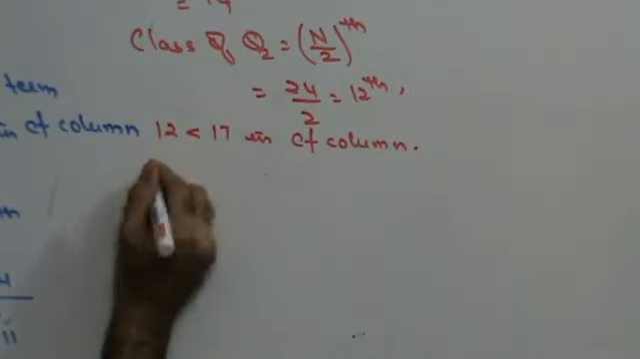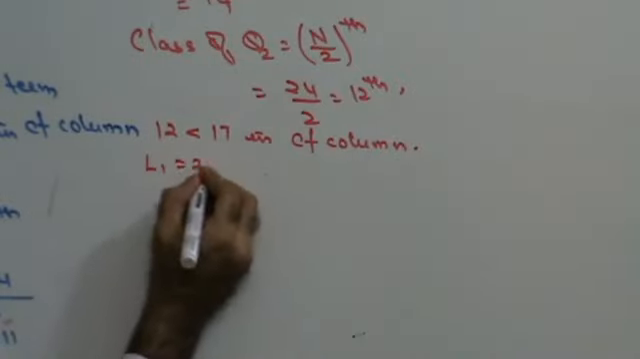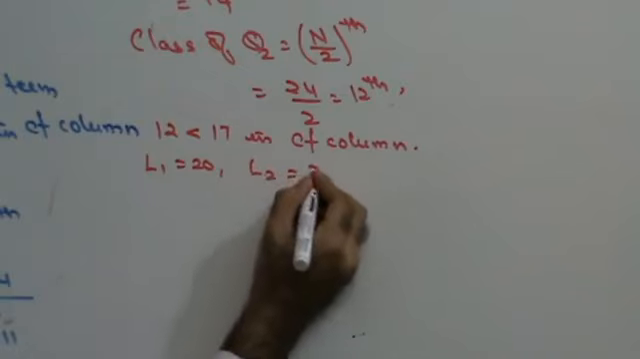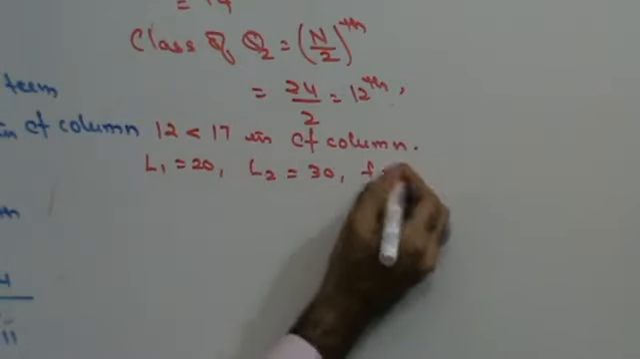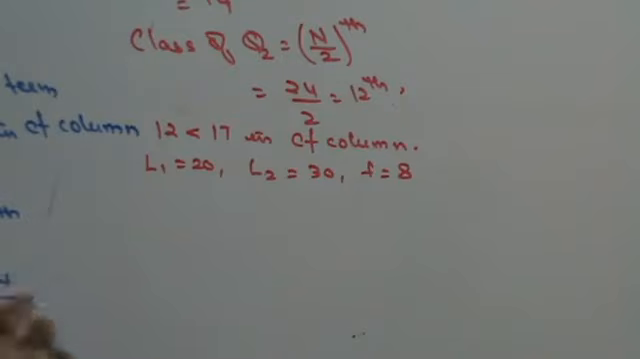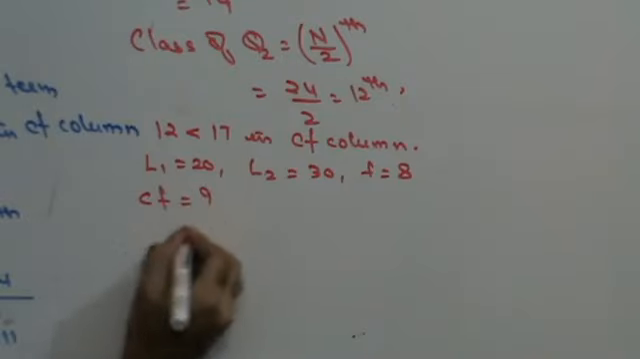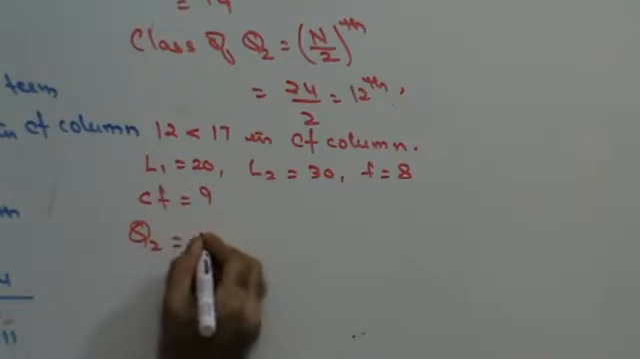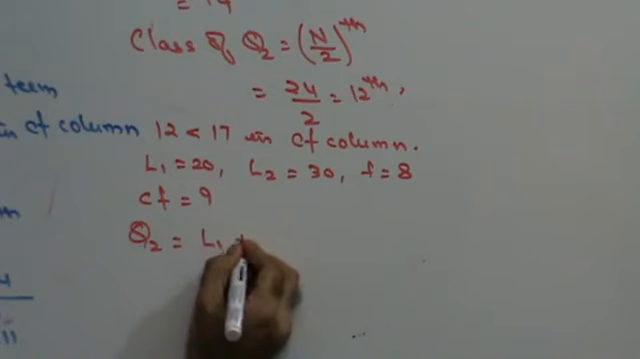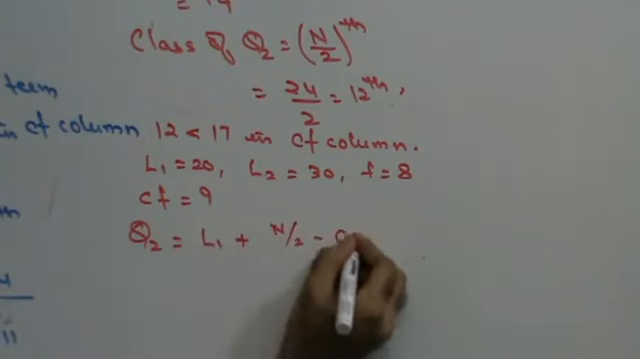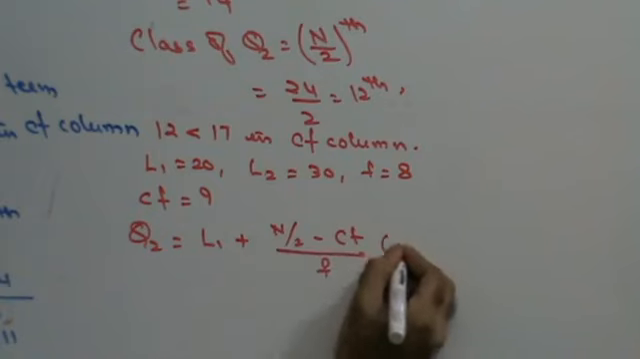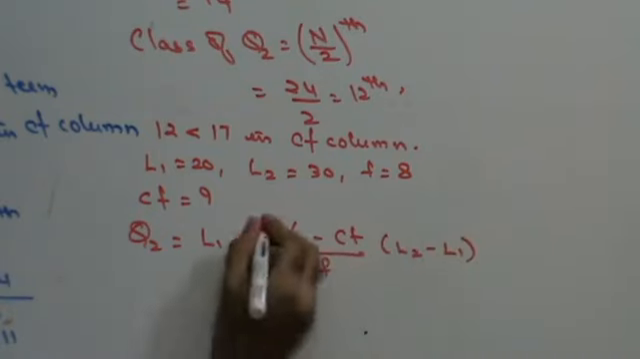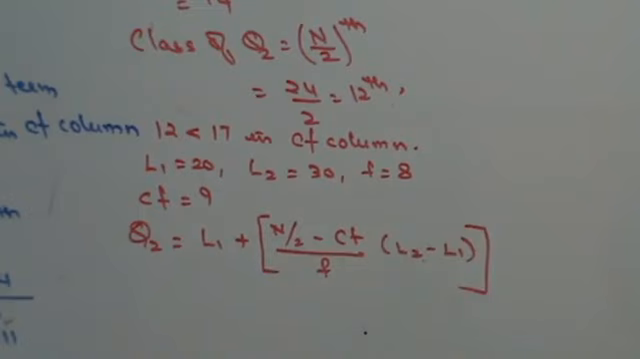Right, so in that case I can say that L1 is 20, L2 is 30, F is 8, and CF is a number above that. So CF is going to be 9. Q2 is given by the formula L1 plus (n by 2 minus CF) upon F, times (L2 minus L1). I hope I've shown you how to solve. I hope you can solve this on your own.